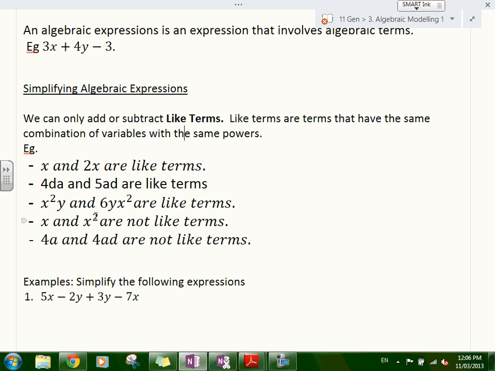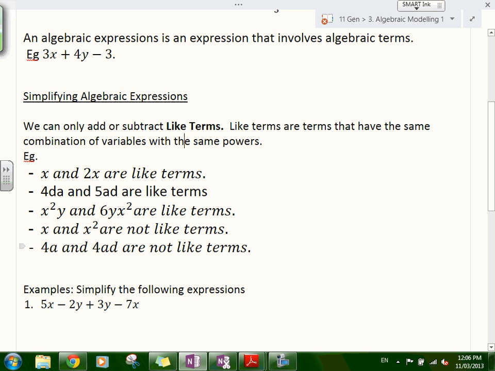So you can add or subtract. You have 6 lots of one, you have 1 lot of the other. x and x squared are not like terms because the powers are different. Okay? The variable is the same, but the power is different, so it actually makes it a completely different thing. You can't really say that 3 is the same as 3 squared. 3 squared is 9. It's a completely different thing.